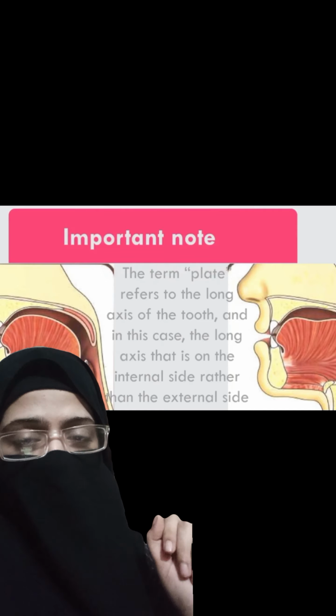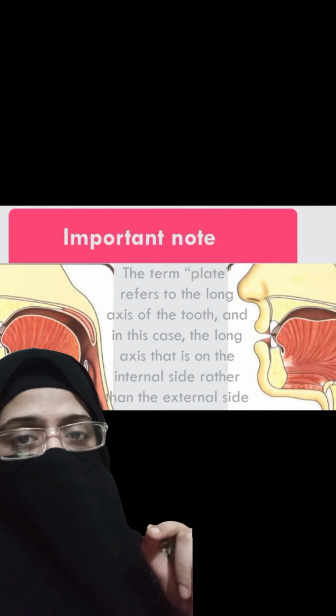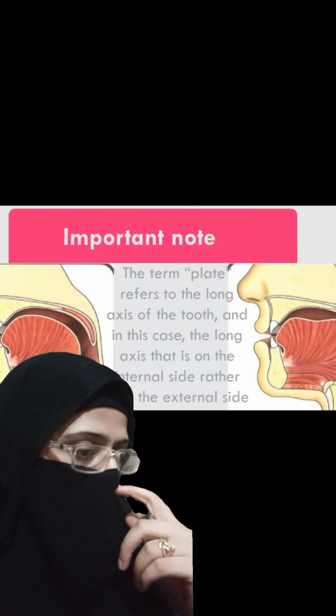Number one, check that the tongue stays close to the lower front teeth.